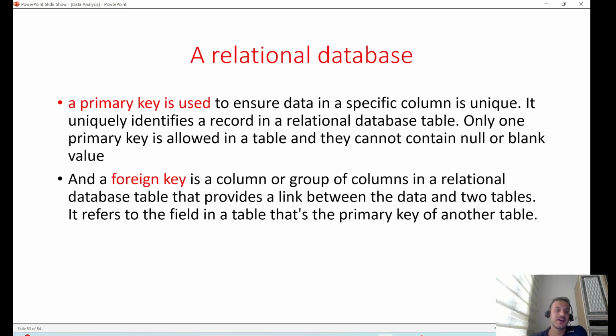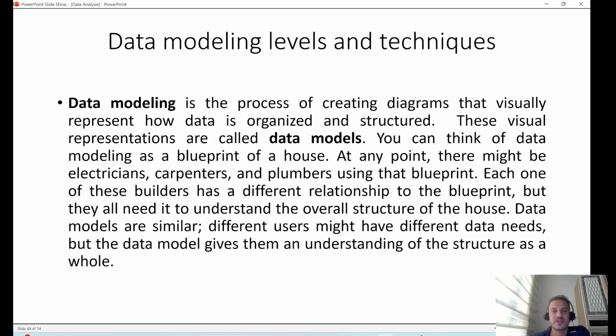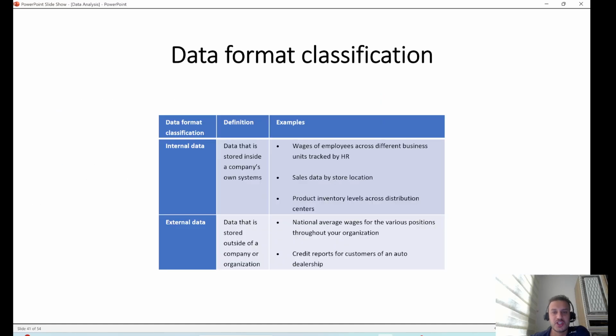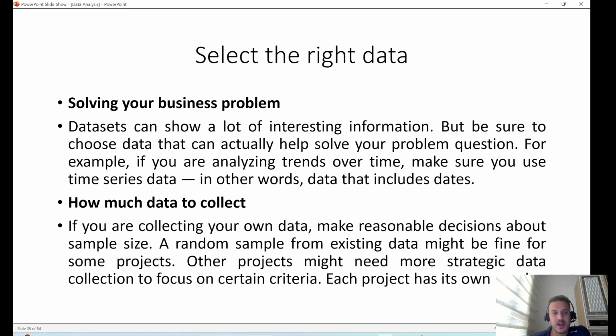So these are just the things that you need to know before we start working on the Excel sheet and SQL in our programming language.